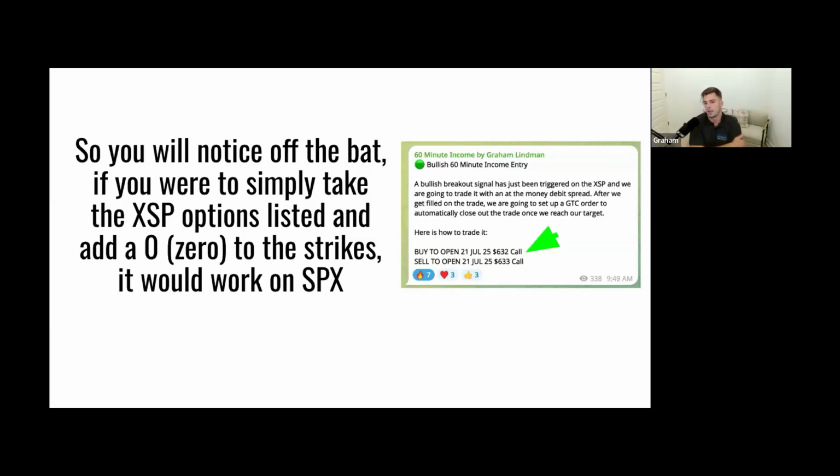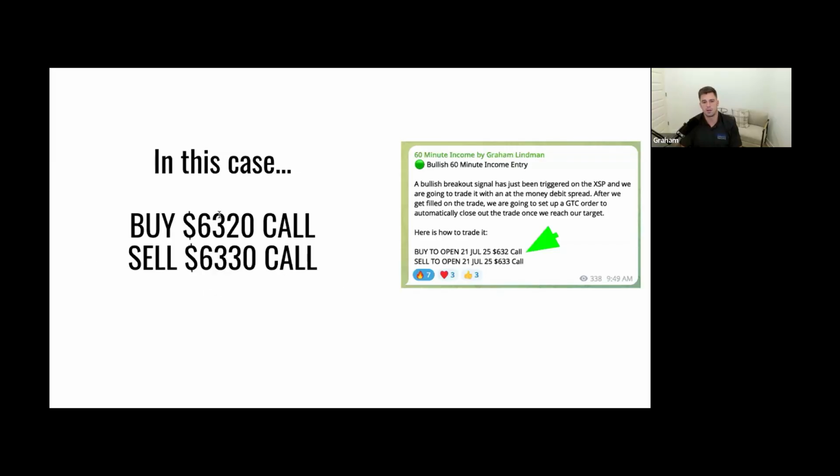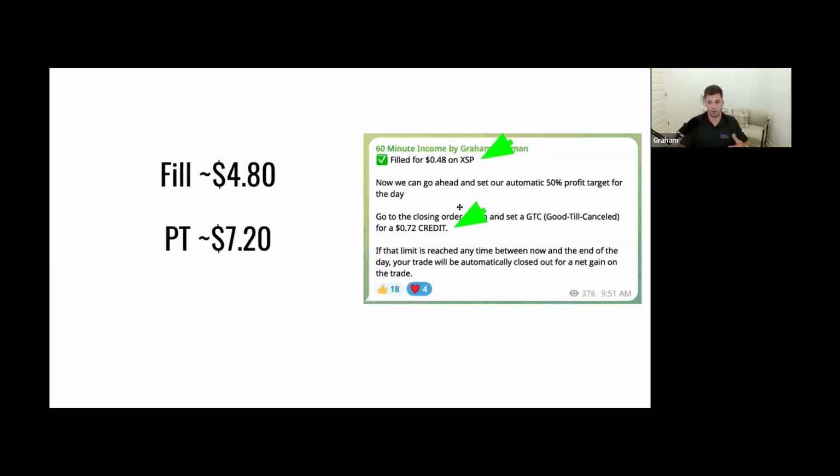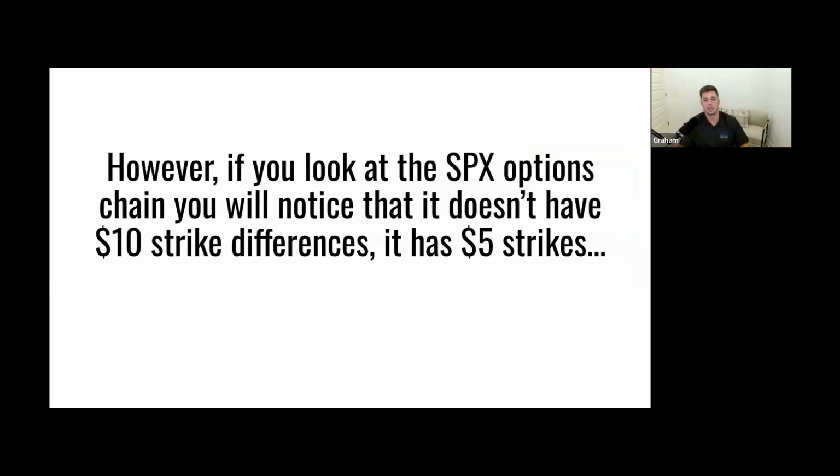So if there's an XSP entry and you see it right there, this one, for example, 632, 633. How do you know which SPX ones to take? Well, the easiest way to do it is just add a zero. If you add a zero, 6320 call, sell the 6330 call on SPX. Your fill and profit target will be about 10 times that number because it's 10 times the size. So 4.80 fill, 7.2 profit target. However, if you look at the SPX options chain, again, you will notice it has better than $10 strike differences.